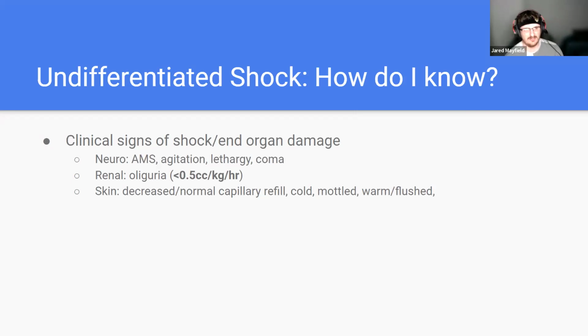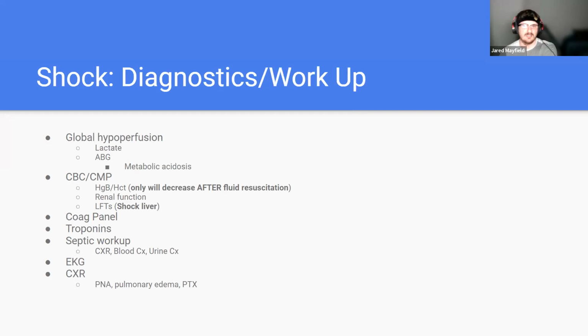And then of course your skin findings can be all over the place depending on what's going on. So decreased or normal capillary refill, cold or mottled, or maybe they're warm and flushed. So now in terms of the diagnostics in the workup for undifferentiated shock, or maybe you are going down a specific type of shock. For global hypoperfusion, you'll grab a lactate and you'll get an ABG. Lactate's obviously going to tell you if there's some type of anaerobic process going on, and ABG will let you know if there's an acidosis, and or if there's any type of contraction alkalosis that you can see early on.